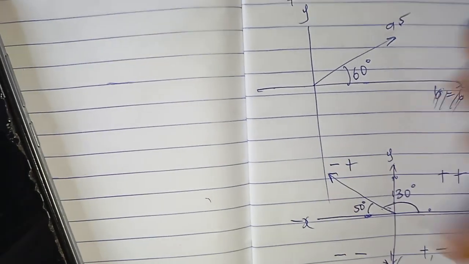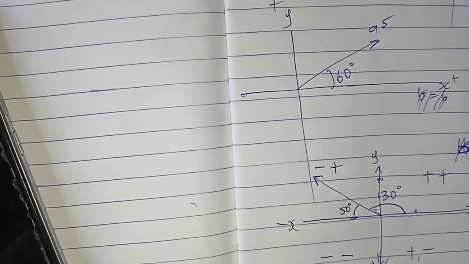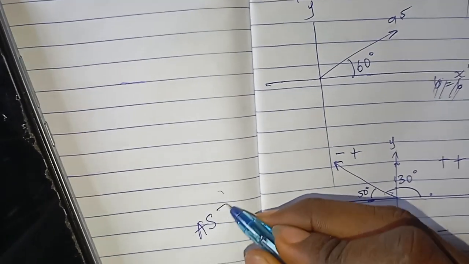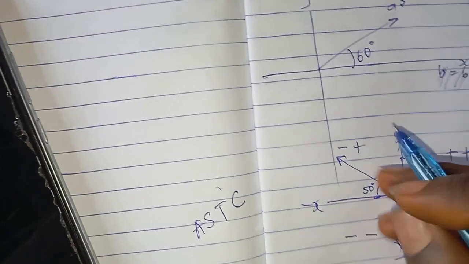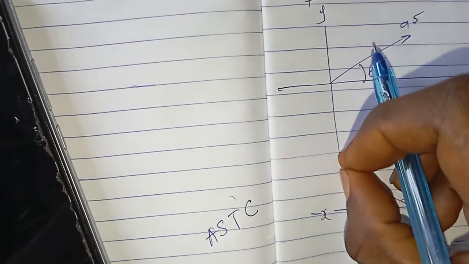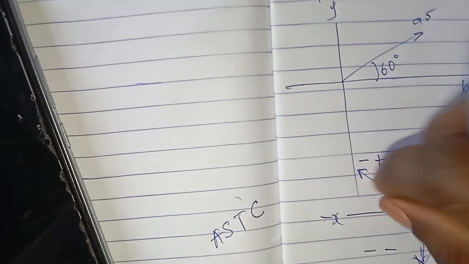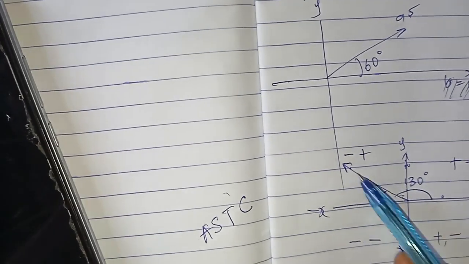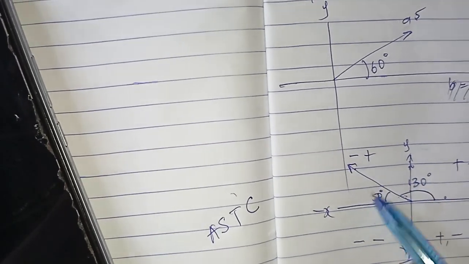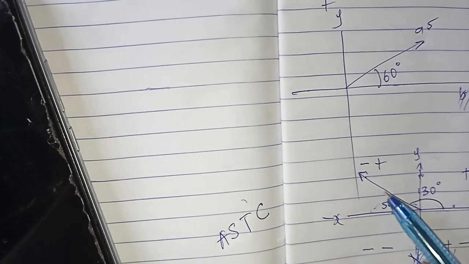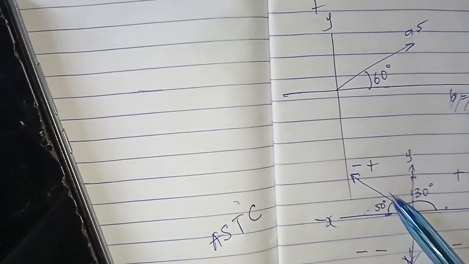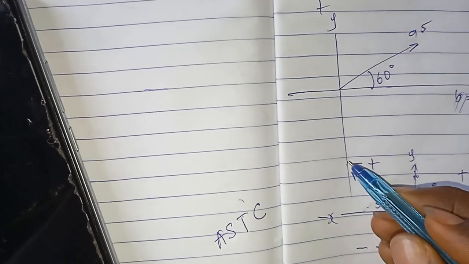So I will now obey that principle, ASTC. Away from the angle, use sine. Towards the angle, use cos. Taking this away from the angle means I'm trying to go to this y-axis. As I take this towards it, the y will be opening. So I'm going away from the angle. Away from the angle, and remember that this is 6, so it will be for the y.